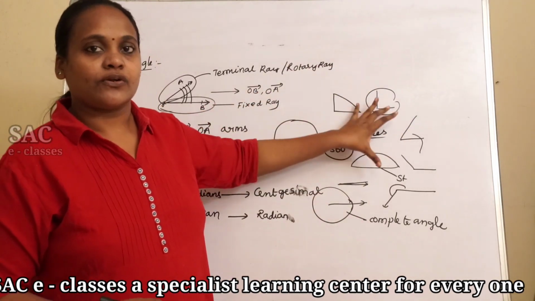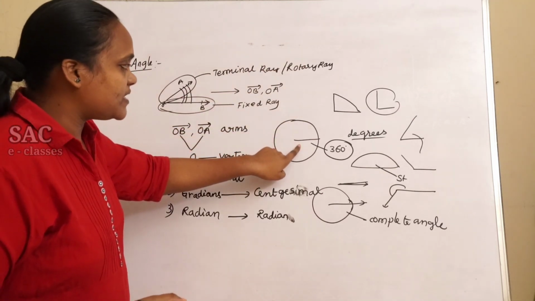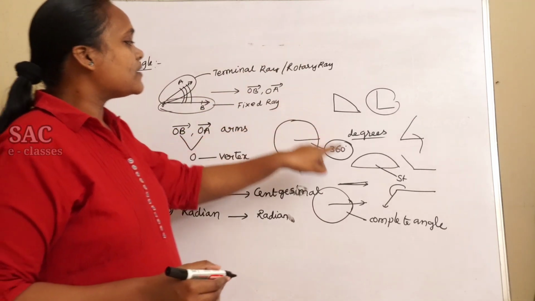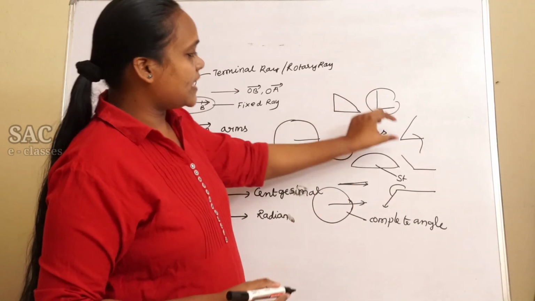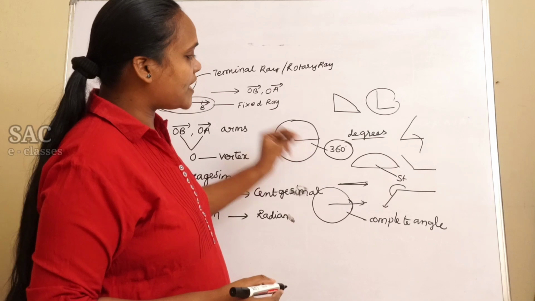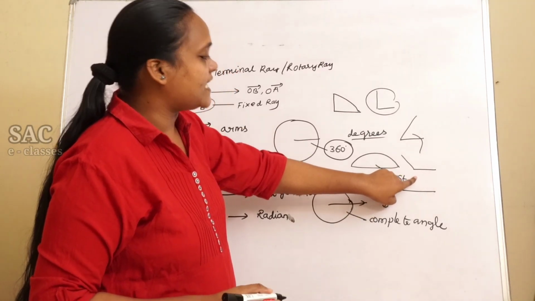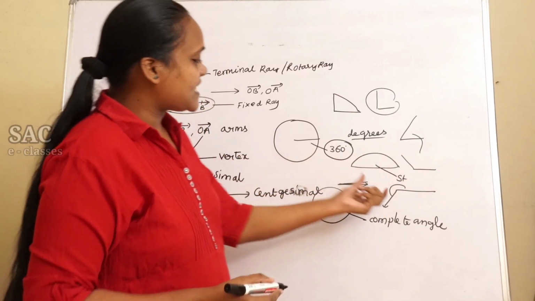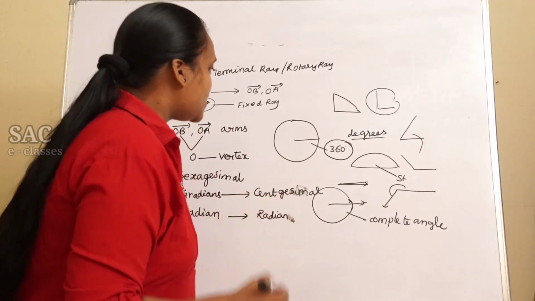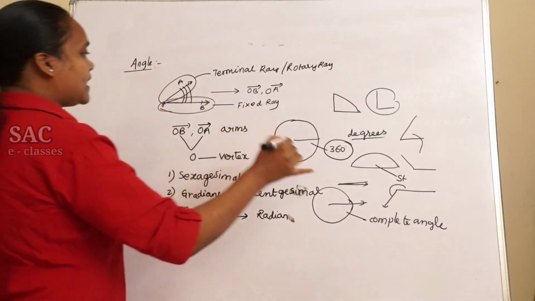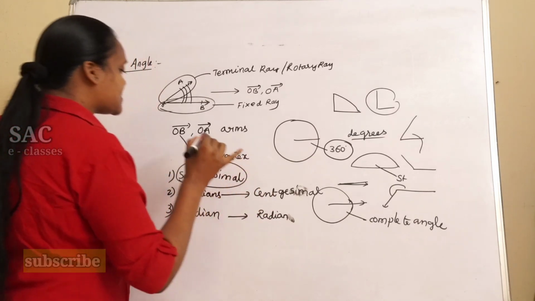But all these have some measurement. Complete angle means 360 degrees, straight angle means 180 degrees, right angle means 90 degrees, acute angle means in between 0 and 90, obtuse angle means in between 90 degrees and 180 degrees, reflex angle means in between 180 degrees and 360 degrees. Then if we measure the angle in terms of degrees, we call that the sexagesimal system.